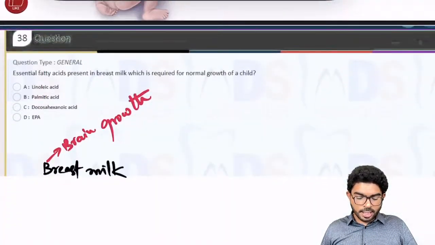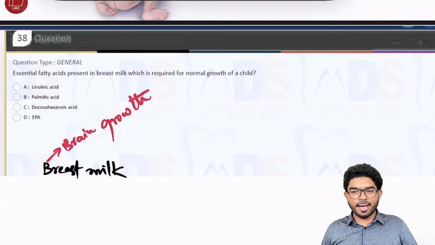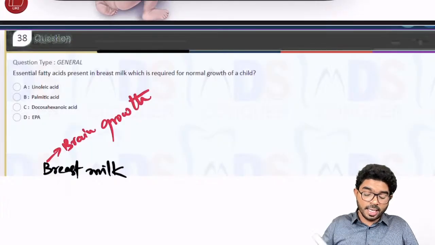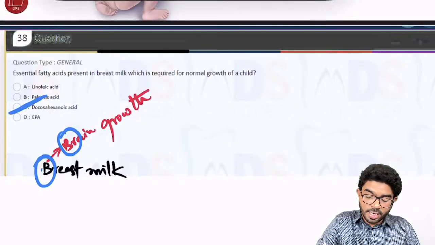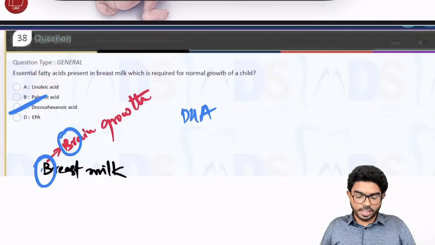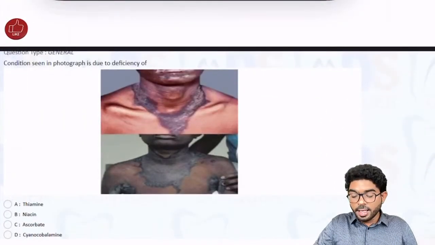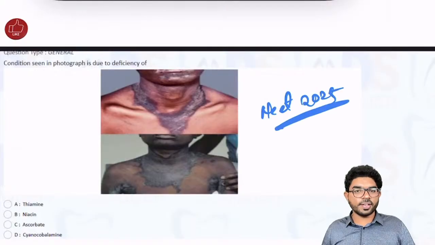Then comes DHA. DHA, again, is pregnancy based. Essential fatty acids present in the breast milk, which are required for normal growth, particularly the growth of the brain and the CNS, are called DHA. That is option C. Straightforward question. NEET 2025, guys, a straightforward NEET 2025 question was given.